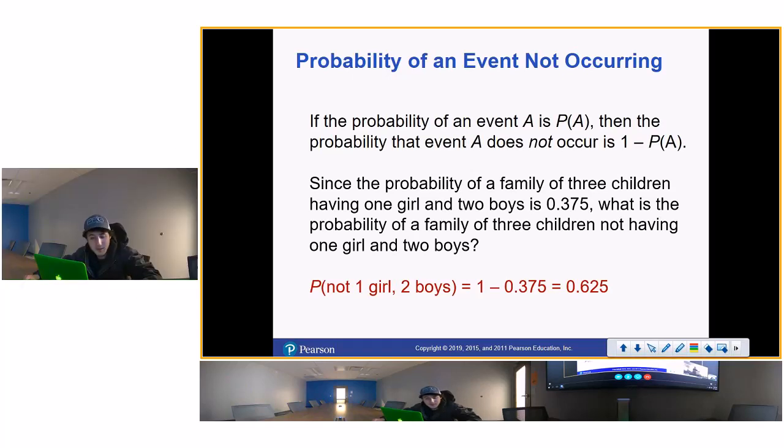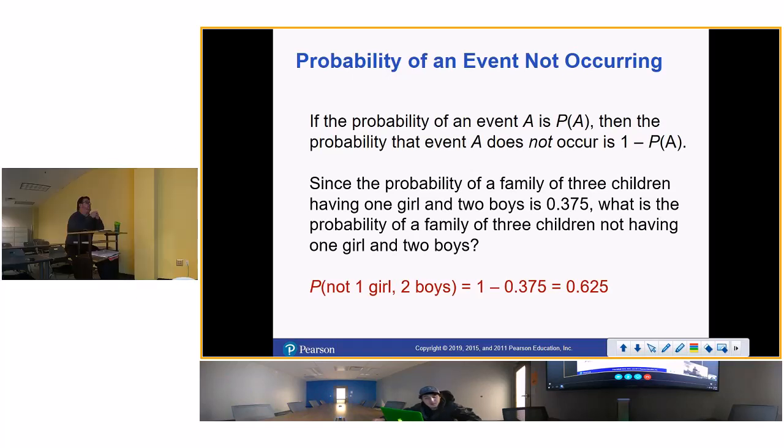Now, what does the court prove? Does the court prove that you're innocent, or does the court prove that you're guilty or not guilty? Well, if you're innocent, you don't go to jail. You don't even go to court. So what does it prove? Guilty or not guilty? So the complement is what makes up the whole.